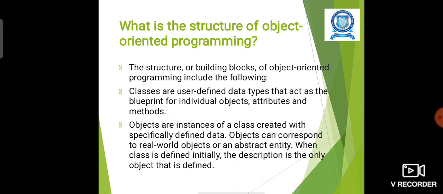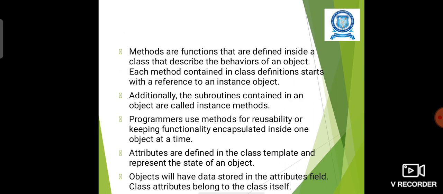What is the structure of object-oriented programming? Object-oriented programming will contain the following. Classes. Classes are user-defined data types that act as the blueprint for individual objects, attributes, and methods. Objects are instances of a class created with specifically defined data. Objects can correspond to real-world objects or an abstract entity. When a class is defined initially, the description is the only object that is defined.